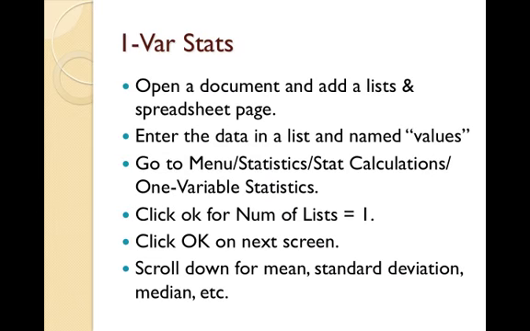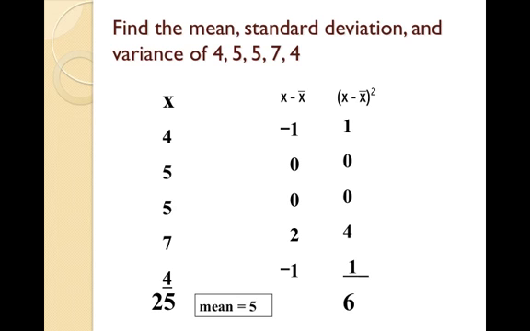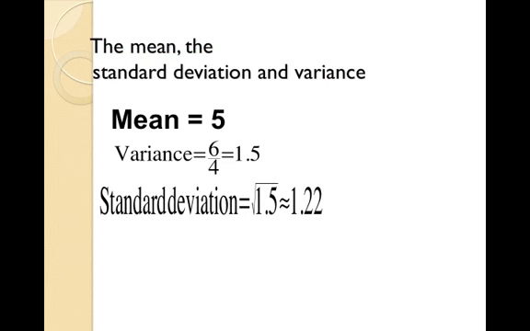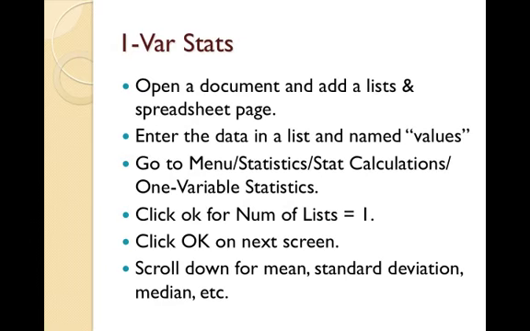Now, you can find all this out by using your calculator, and I suggest that you go through and try to do this using this last data set, the 45574. Hopefully you've written it down. So you probably want to pause the video a lot as you go through this. You want to open a document and add a list and spreadsheet page. Seriously, go ahead and do that.